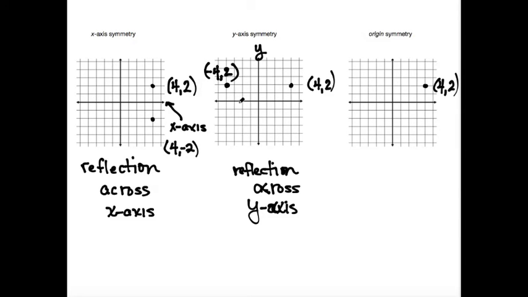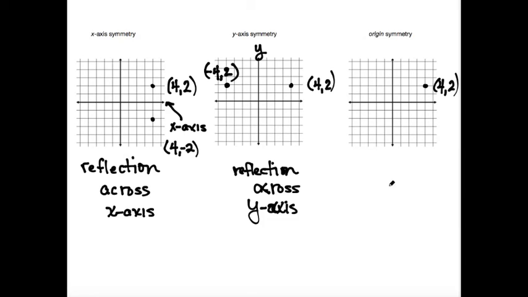Okay, so notice, let's look back at the x-axis symmetry. In x-axis symmetry, notice the x value stays the same. And what happens is we have an opposite y value. When we have y-axis symmetry, the y value is going to stay the same, but we're going to have opposite x values. Notice a negative 4 and a positive 4.